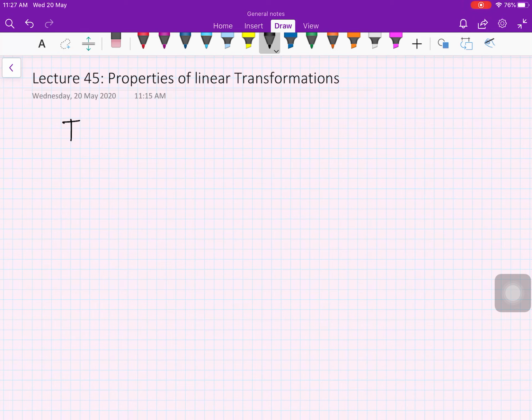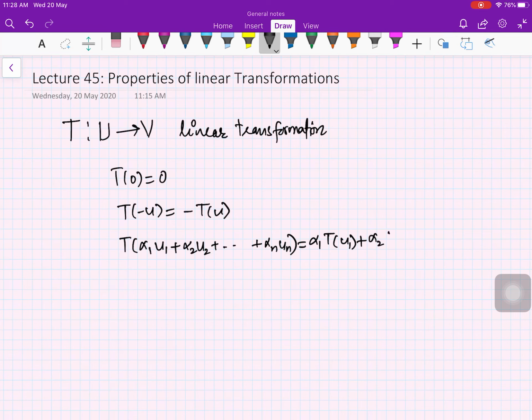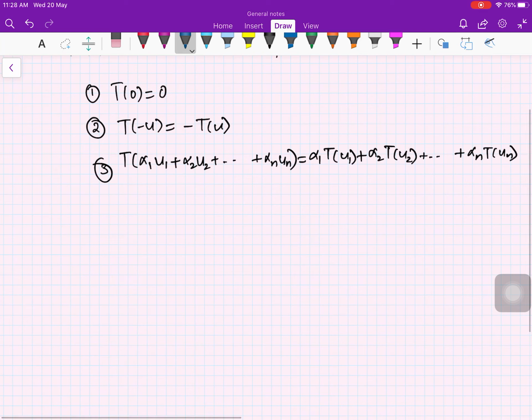So the first property is that if T is a linear map from U to V, a linear transformation, then T of 0 is 0 always, and T of minus U is minus T of U, and T of alpha 1 U1 plus alpha 2 U2 plus so on alpha n UN is equal to alpha 1 T of U1 plus alpha 2 T of U2 plus so on alpha n T of UN. So these are the three properties which we will prove. It's quite simple to prove.